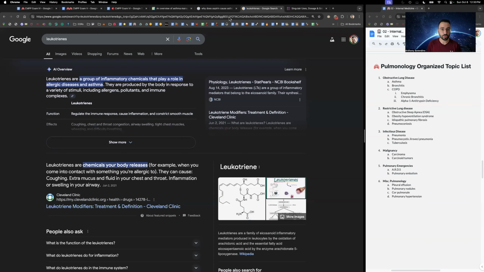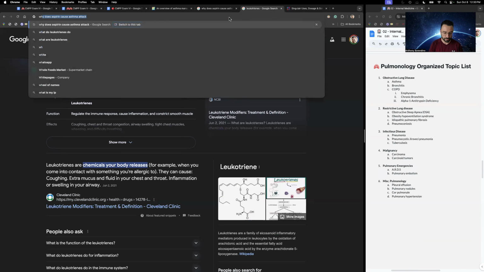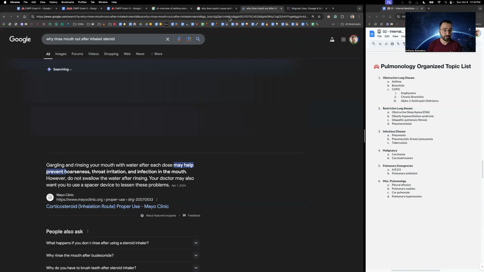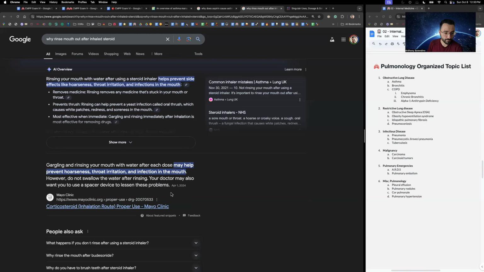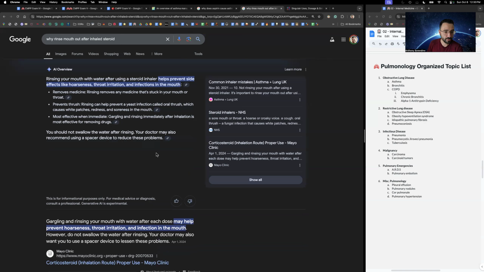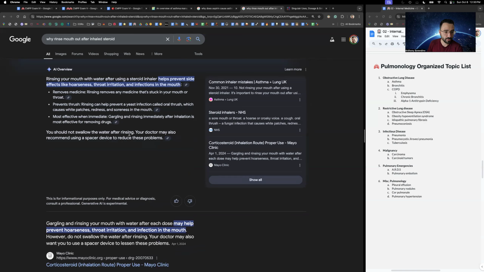So let's see what Google has to say about that. See if I'm right with that. Yeah, prevent infection. Rinsing can help prevent a yeast infection.